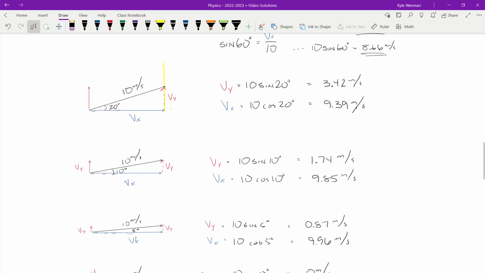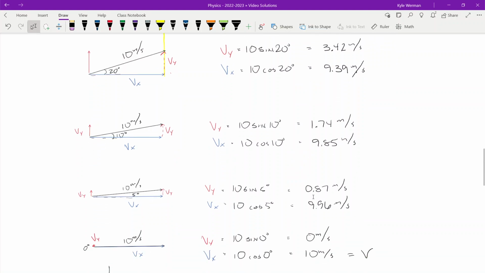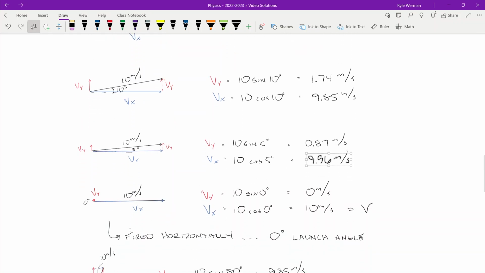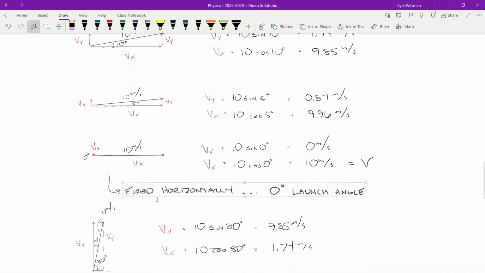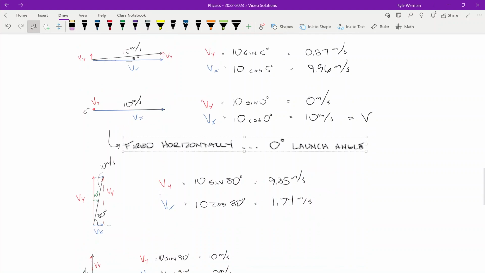And if we drop it a little lower at 5 degrees, almost all of it is in the x, just a little bit in the y. And if you go all the way down to no angle, well, you get no opposite side, and therefore no y velocity. In this case, all the velocity is in the x, and we would just say it's fired horizontally, a 0-degree launch angle, right? And so we wouldn't have to do any trig at all. All the velocity would be in the x, and none would be in the y. And we've seen some types of problems like that with projectiles.